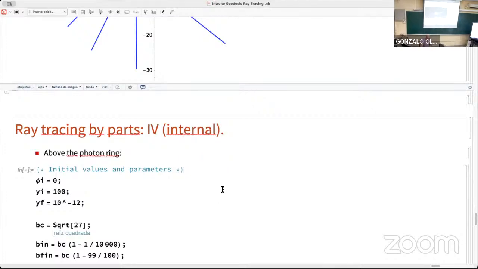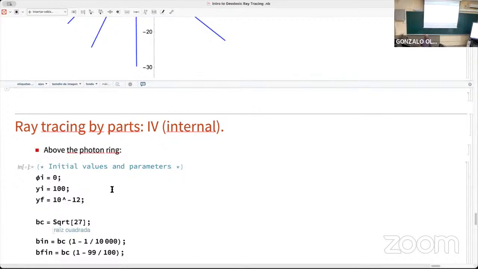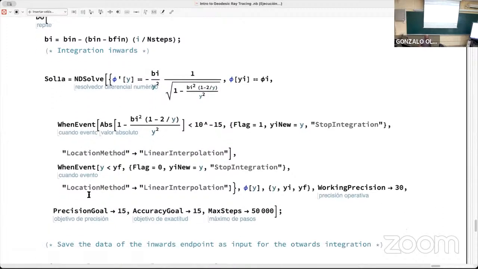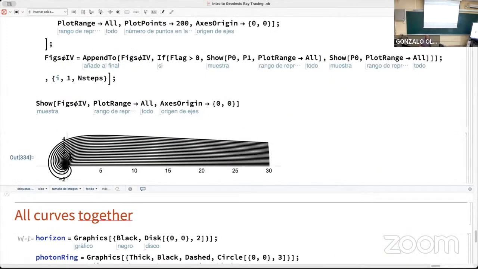Okay, so now we have generated the profiles, the geodesics of the different types: the direct image, the lens image, and the photon ring. And now we compute some geodesics of the internal region. Only 20, we don't need any more. And we put everything together. So these are the internal geodesics, all of them are absorbed.